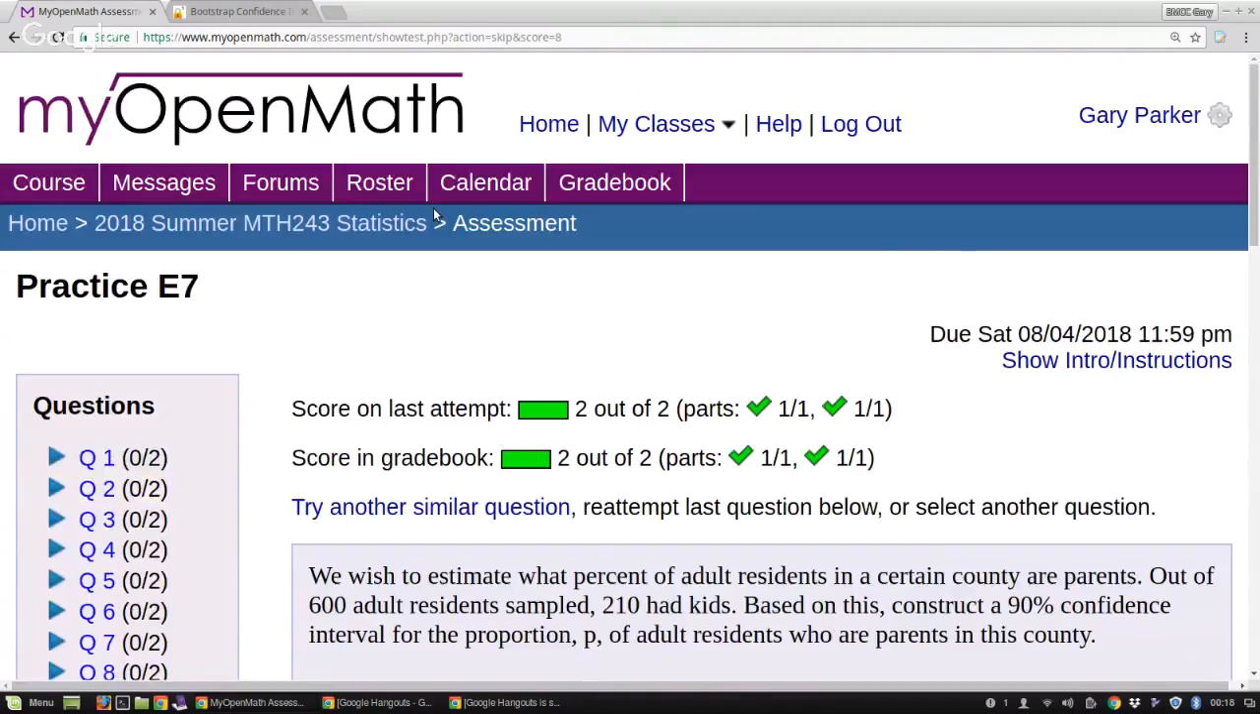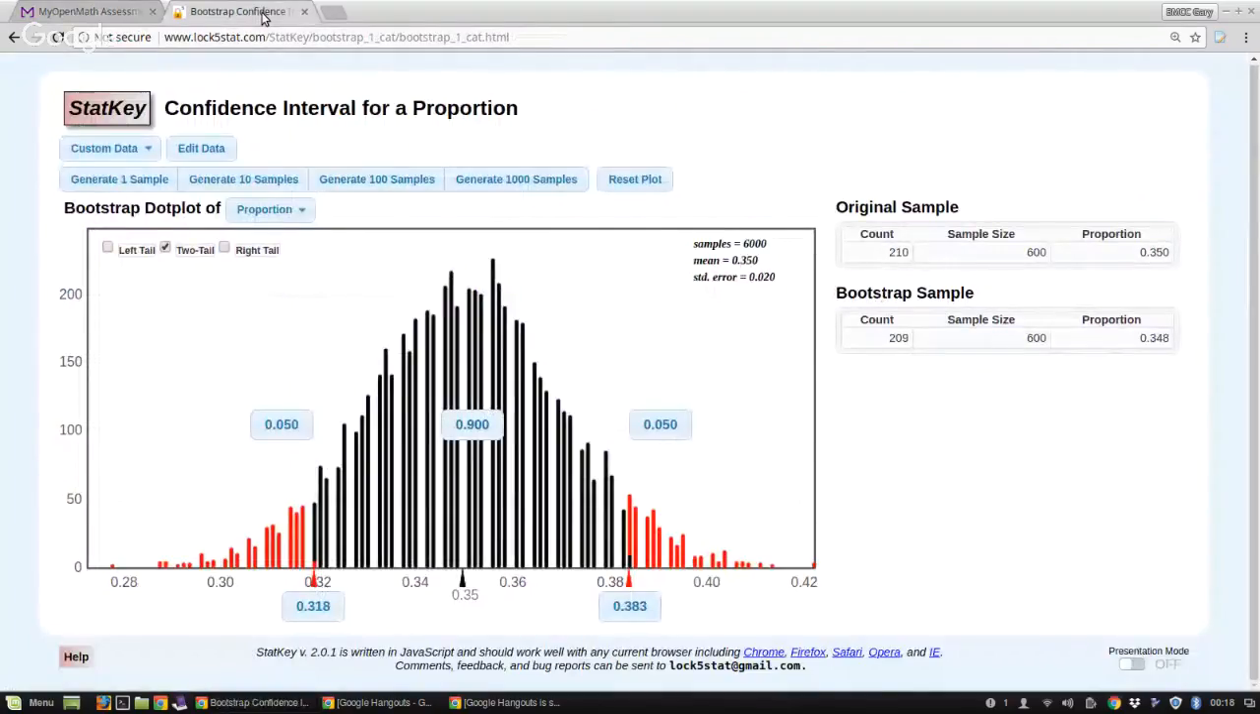Again, this is using sampling distributions and simulation to find a confidence interval for a proportion.